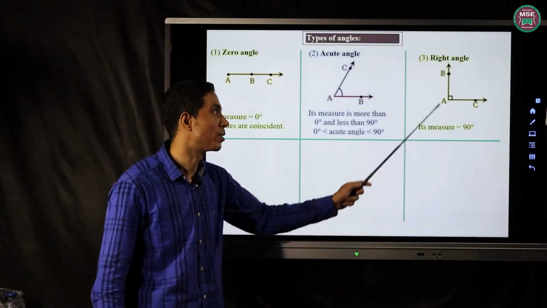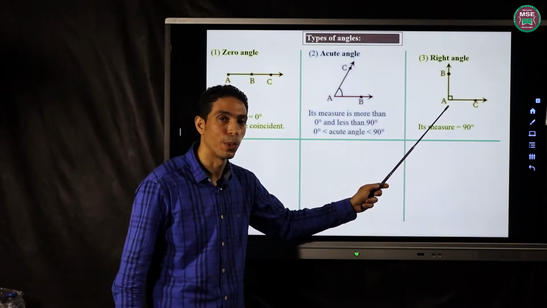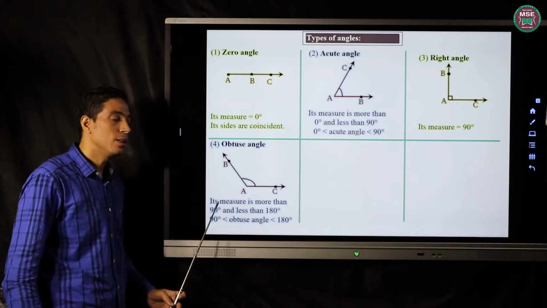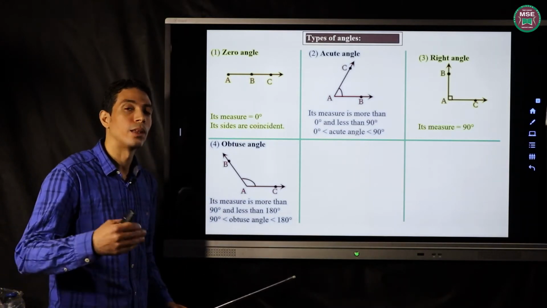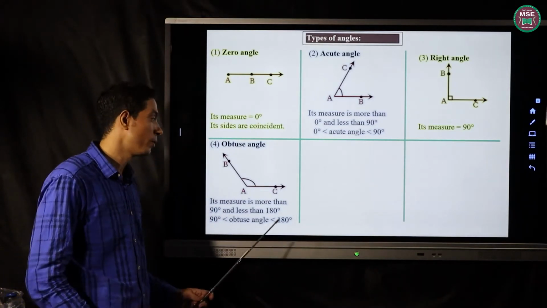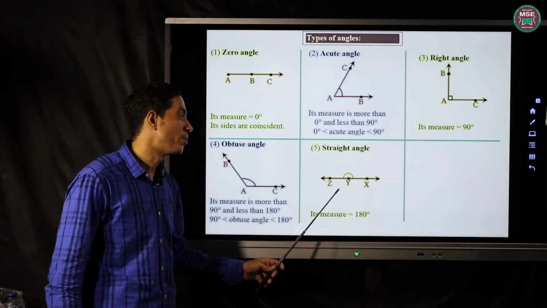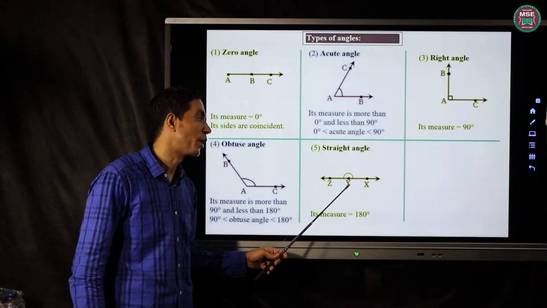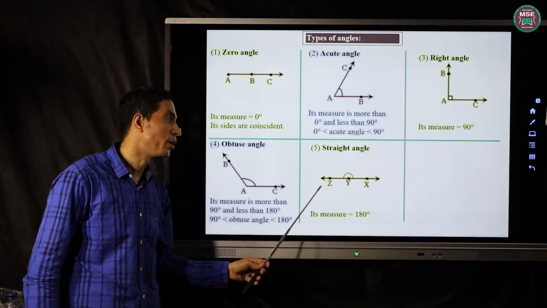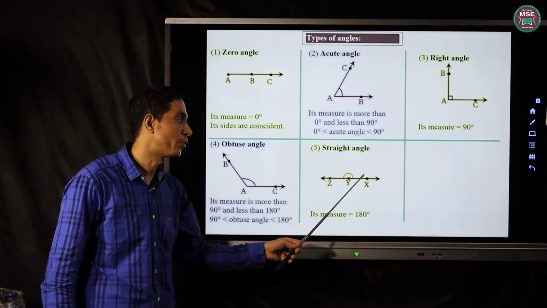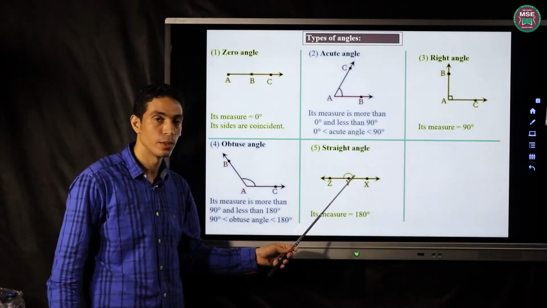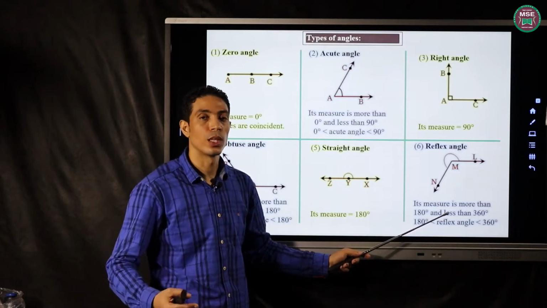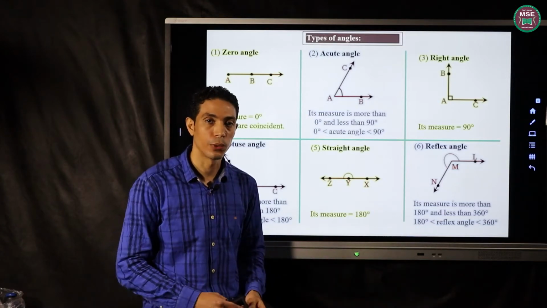Okay. And the two sides of the right angle are perpendicular. For the obtuse angle, its measure is more than 90 degree and less than 180. A straight angle, its measure equals 180 degree. The two rays, ray YX and ray YZ, the measure of this straight angle equals 180. The reflex angle, its measure is bigger than 180 and less than 360.